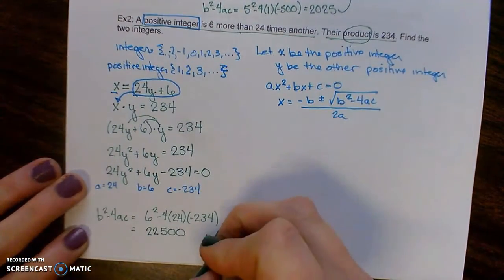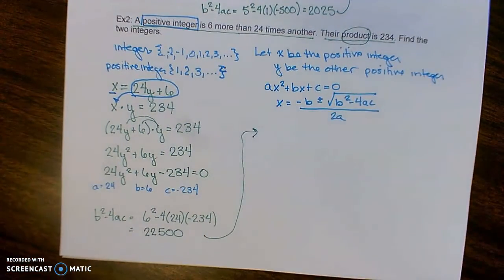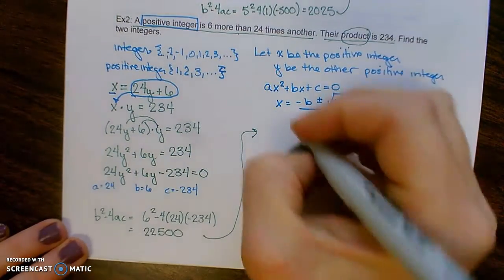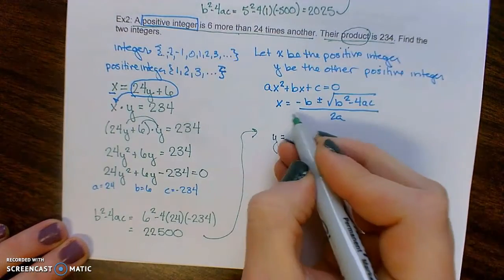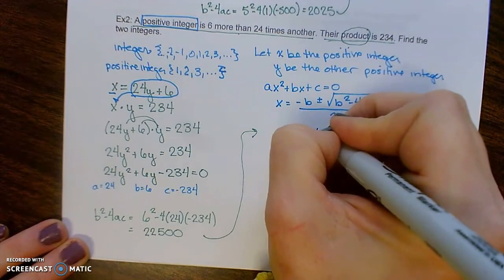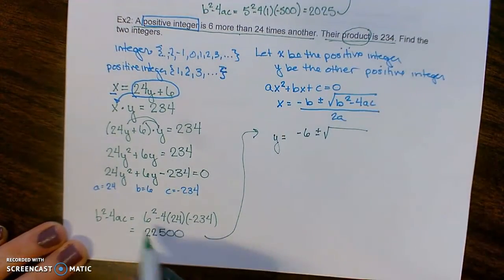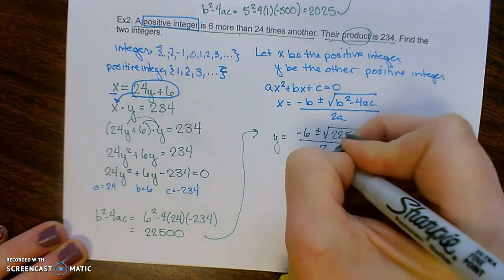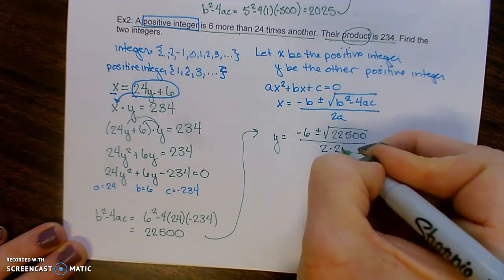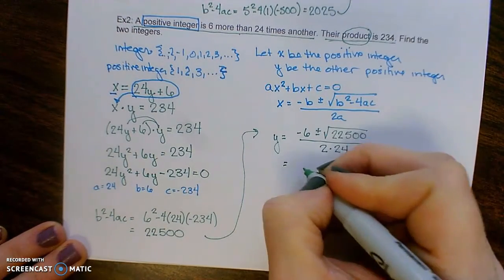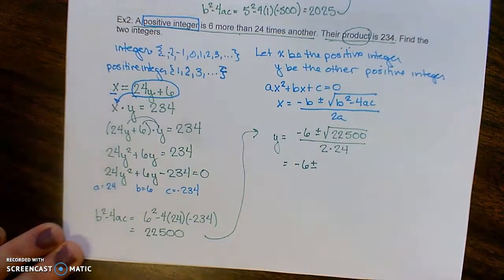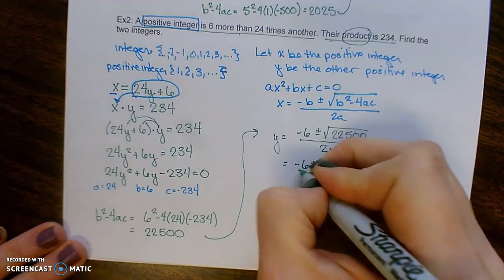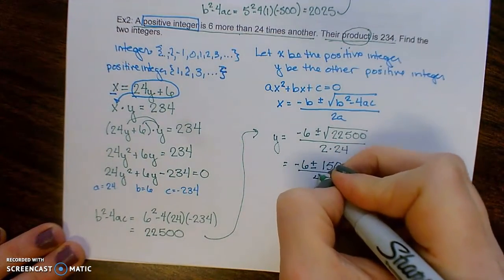Okay, so now that I have that, I'll go ahead and plug all this into the quadratic formula. Instead of writing x, though, I'll write y, just because I'm using y. So y equals negative b, so negative 6, plus or minus the square root of all this stuff that I just did. So 22,500, all over 2 times a, which is 24. So I'll just do a little simplification. Negative 6 plus or minus the square root of that number, which is 150, all over 2 times 24, which is 48.